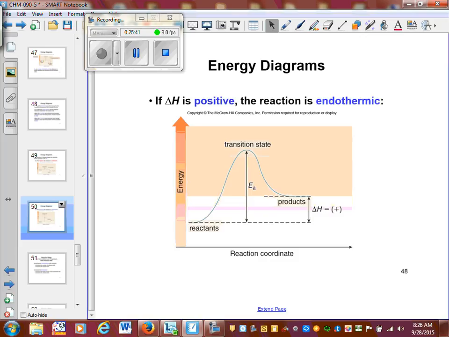If the products are higher in energy than the reactants, delta H is positive, and that's endothermic. That means you have to keep supplying heat to get the reaction to go. You can think of frying an egg. You start to heat it, it just starts to turn a little bit white, and you take it off the heat right away. What's going to happen? It's going to stop cooking. You have to keep heating it to cook it all the way.